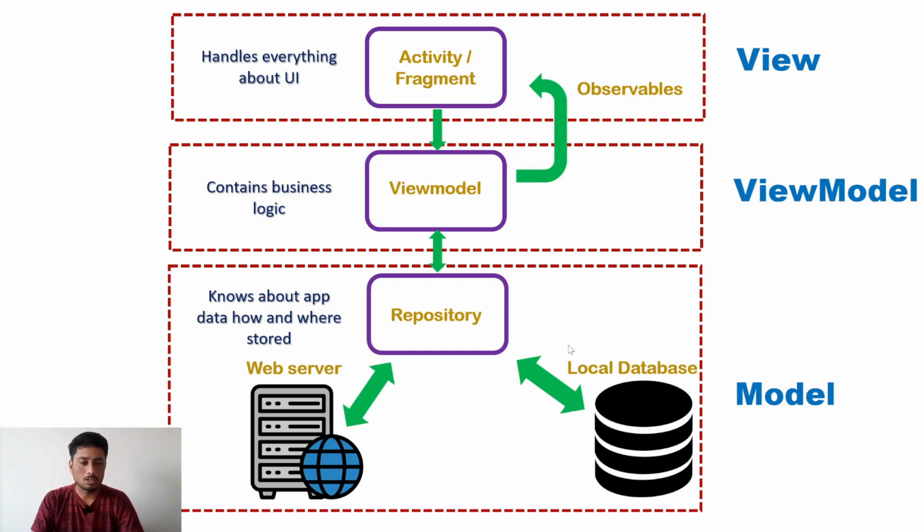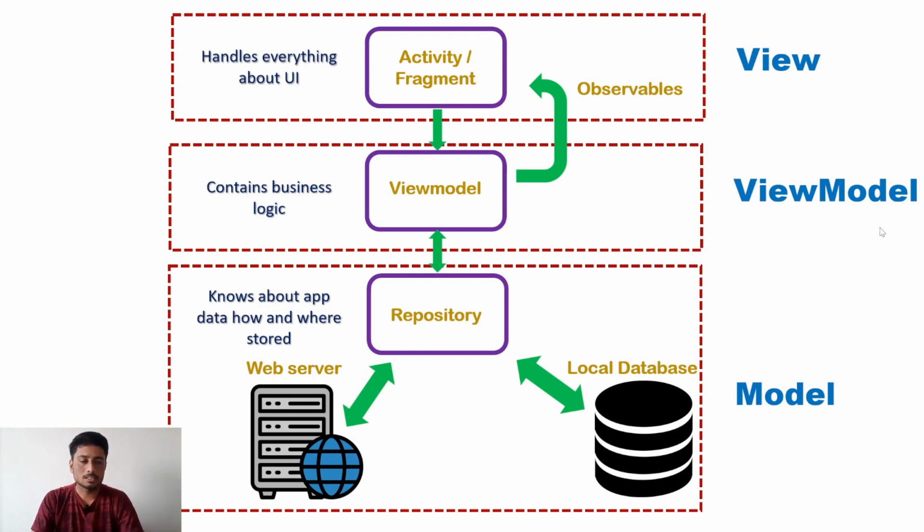Another layer we will see is the model. The model basically contains the repository, the local databases or web server APIs. Everything like this comes into the model layer. The model knows everything about the data, where the data is stored and how to get that data. So whichever component requires data, it comes to the model and asks the model to give the data. The model goes and gives the data back.